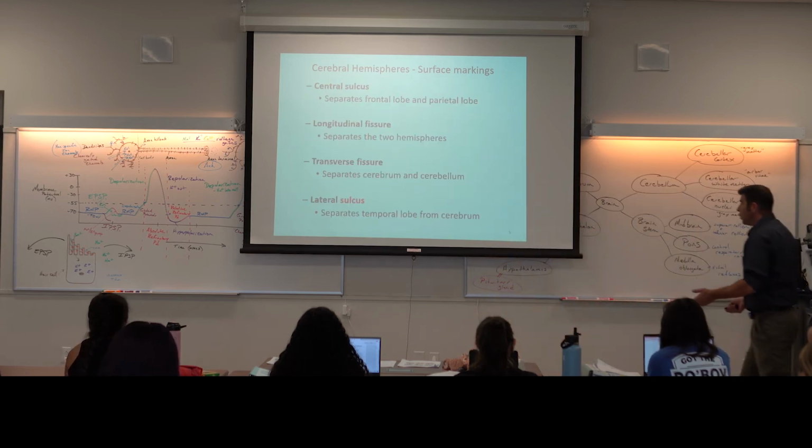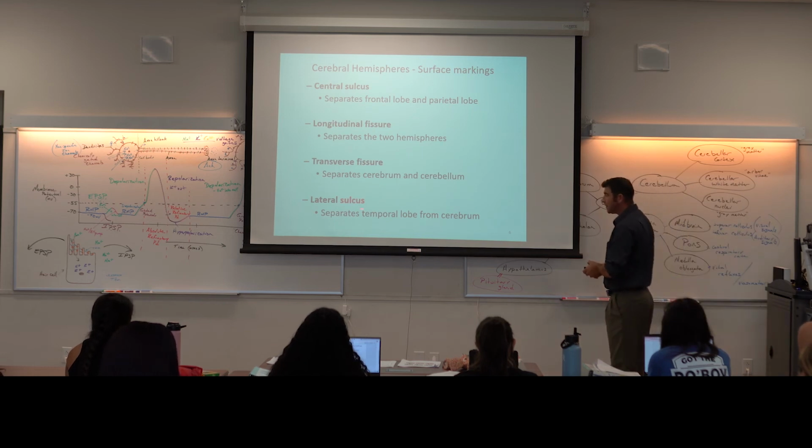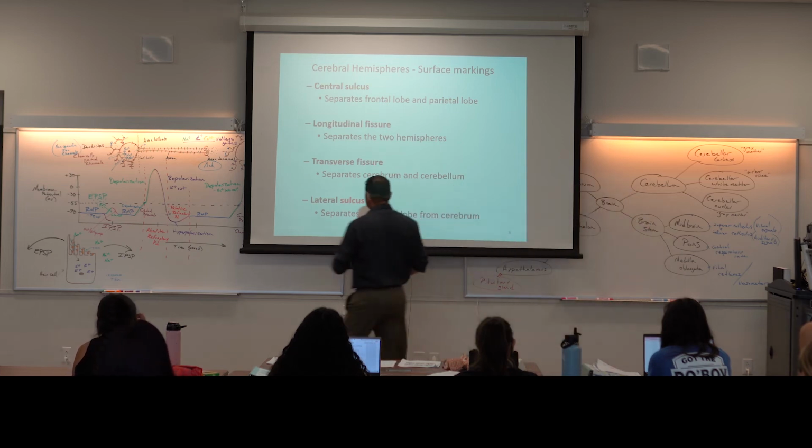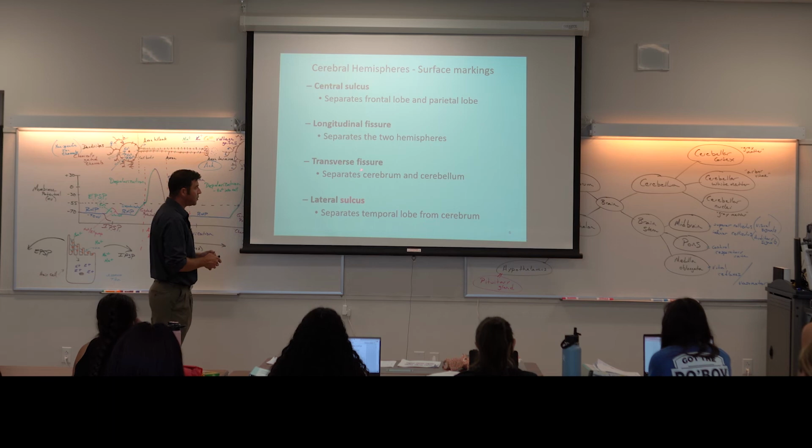Okay, so we've seen the 5 lobes. We've made a distinction between a sulcus, which is a shallow depression, and a fissure, which is a much deeper depression. Let's now look at longitudinal fissure and transverse fissure from these sulcuses.